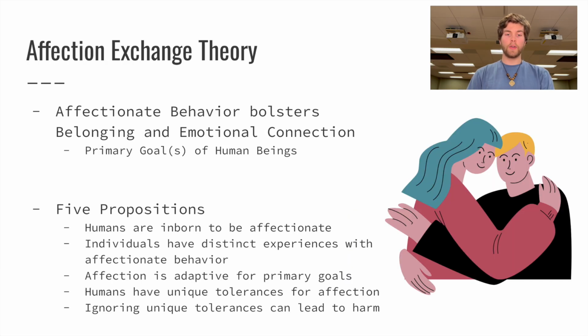Affection exchange theory is a communication theory that suggests human beings use affectionate behavior as a way to convey emotions and build community and belonging. It assumes that the goals of procreation and survival are our primary goals, and if affectionate behavior can contribute to one or both of these, consciously or unconsciously, then human beings will use those behaviors to benefit ourselves and those around us. Then, it is important to talk about this theory's 5 main propositions.